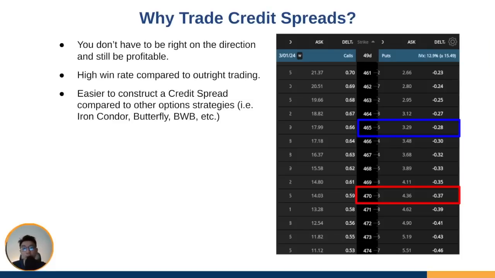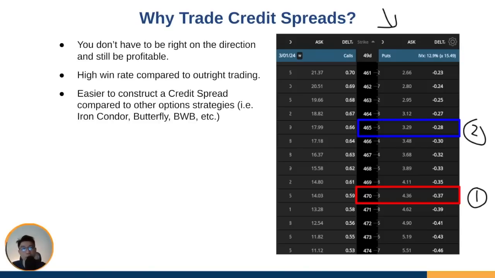spread. Now, the next reason is that it's easier to construct a credit spread compared to other option strategies like the Iron Condor, the Butterfly, and the Broken Wing Butterfly, right? Because the credit spread only has two legs, right? You only have the short leg, which is the first one you normally should want to put on, and then you have the long strike, the long put option, right? For the put spread, right?